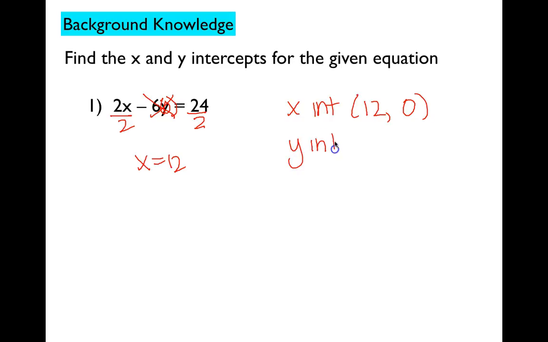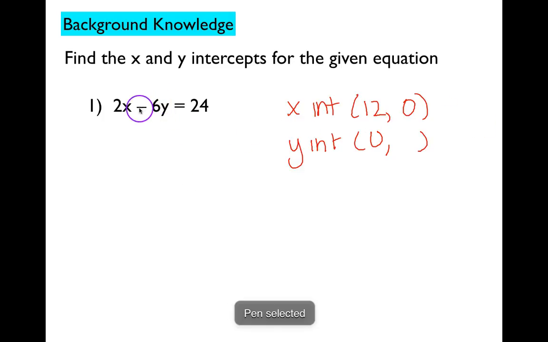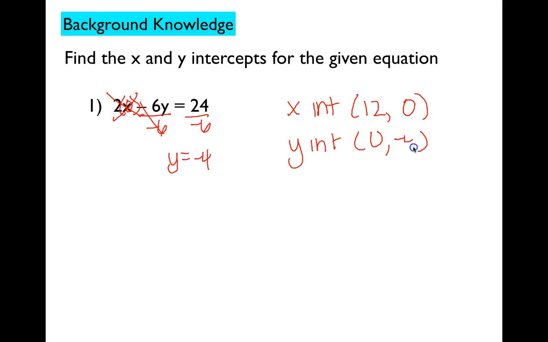Now for the y-intercept, your focus is all on y, so you need to get rid of x. And the way to get rid of x is by making it 0. So let's try this again. We're going to make x 0 this time. So 2 times 0 is gone, and I'm just left with the negative 6y. So I'm going to divide both sides by negative 6, and I end up with y equals negative 4. So hopefully this looks familiar. This is going to be very helpful for us when we are graphing equations in order to figure out what the solution is.